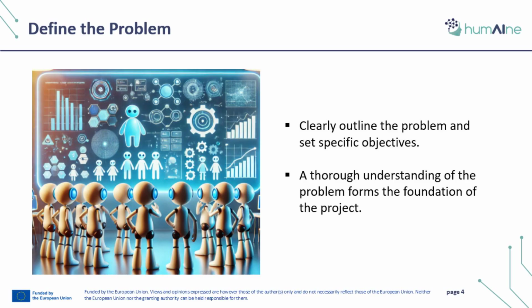The first step in implementing swarm learning is to clearly define the problem you aim to solve. Establish specific objectives to guide the implementation process. Understanding the problem thoroughly will set the foundation for the entire project.